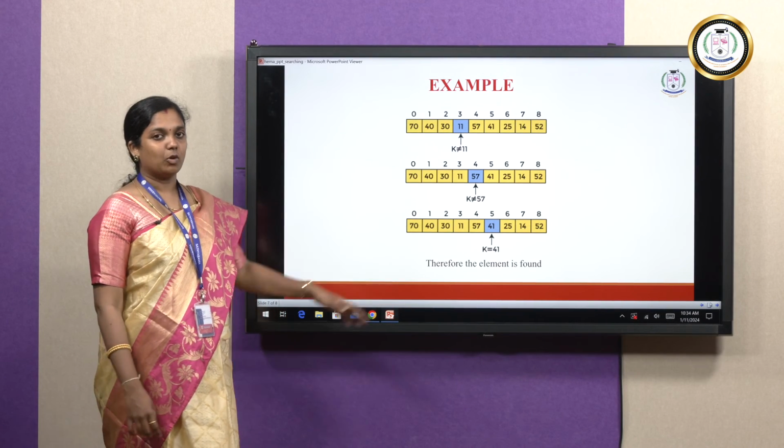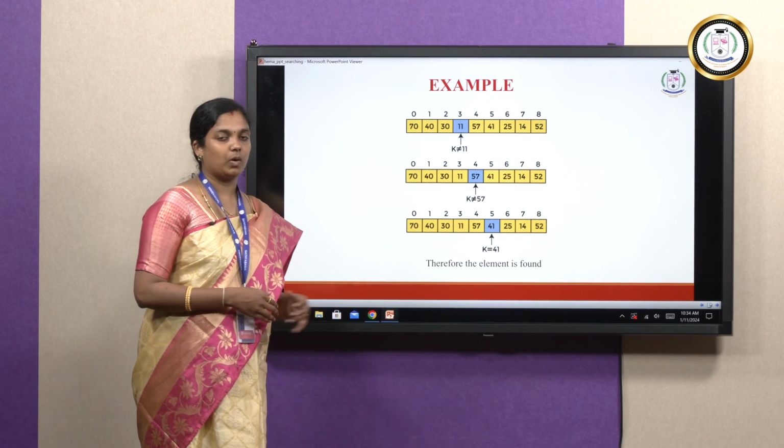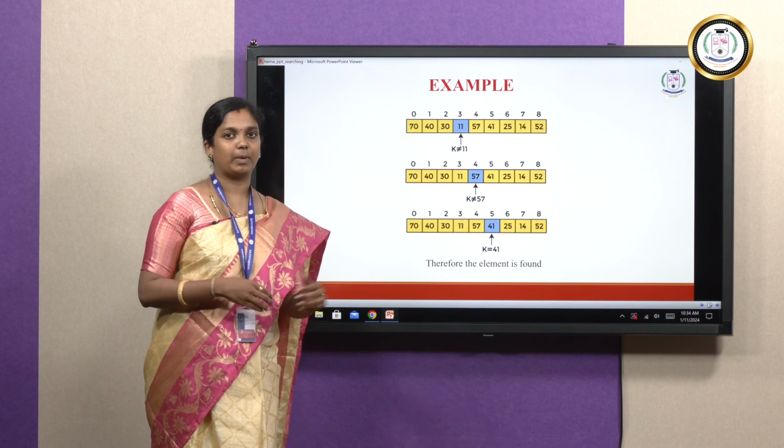In this session, I have concluded what the linear search algorithm is and how it works. In the next section, we will see the binary search algorithm.